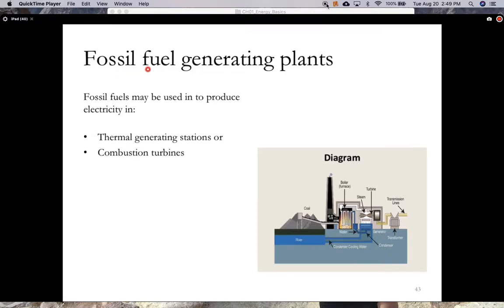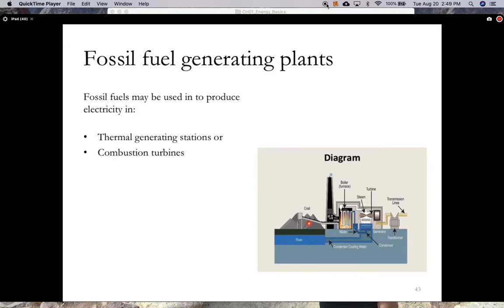All right, so now we'll talk about fossil fuel generating plants. A coal power plant, for instance, shows how electricity is produced. There are two main kinds, thermal generating stations and combustion turbines. So for instance, here's a coal power plant.